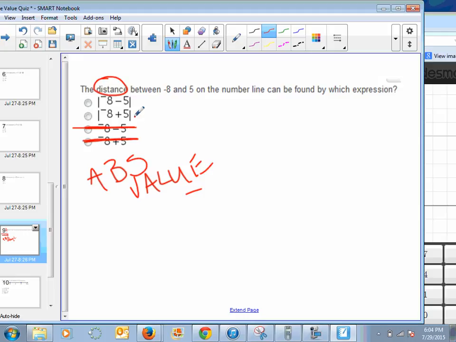Okay, so you're trying to figure out a distance between -8 and 5. Distance is also kind of like a difference. Now, when we think about difference, then we know we're talking about subtraction. So given these two choices, we want to go there because of the -8 minus the 5.